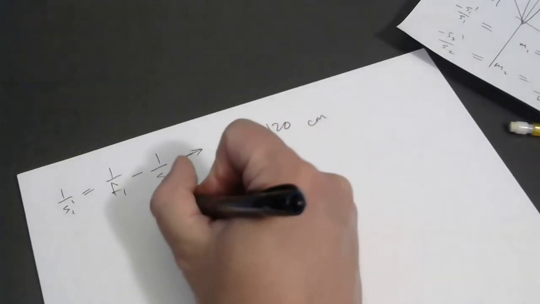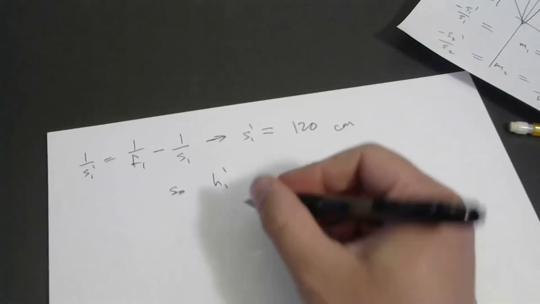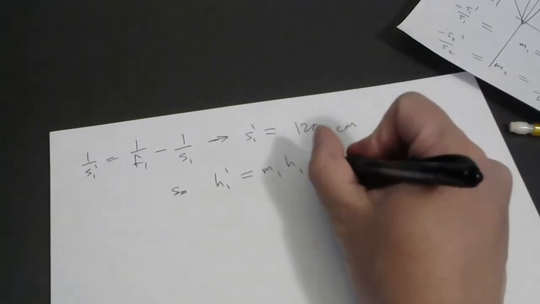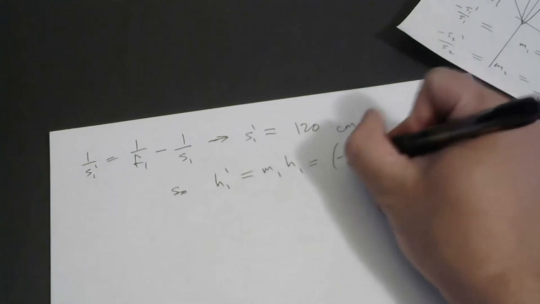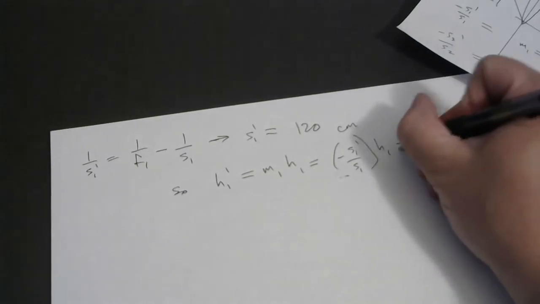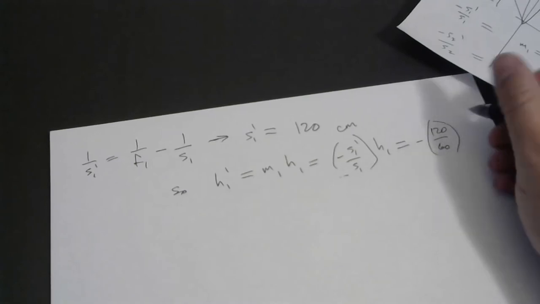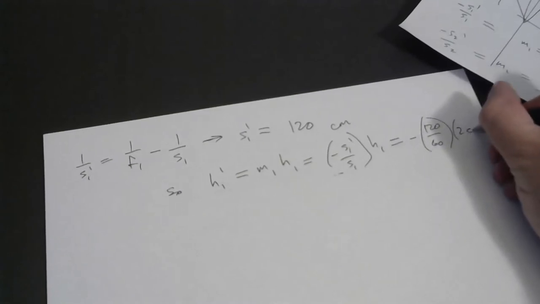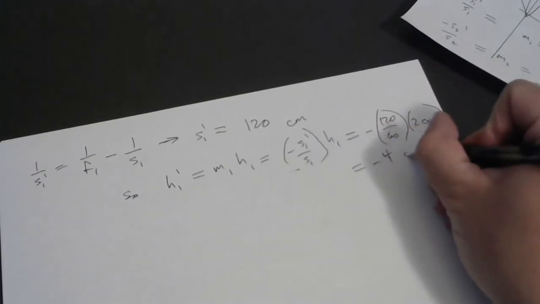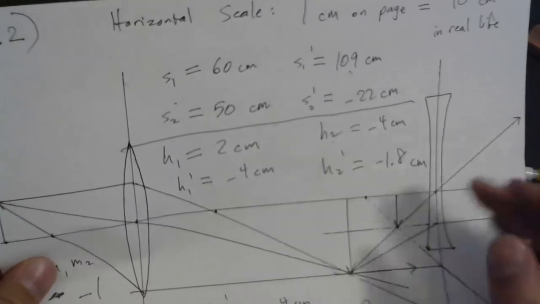And that means, remember, H1 prime, the image height as far as the first lens is concerned, would be the first magnification times the object height for the first lens, which would be negative S1 prime over S1. Negative 120 centimeters compared to 60 centimeters, times the initial object height of 2 centimeters. Yeah, the magnification is 2. 2 times 2 should be negative 4 centimeters. And that I actually did recover using the ray tracing. Same result. That's satisfying.